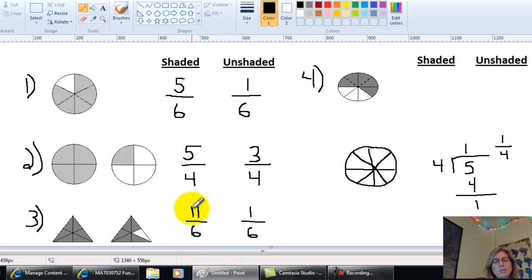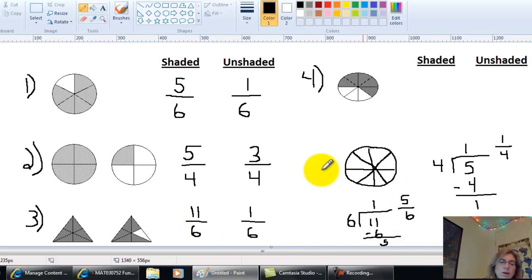Once again, since this number is larger, you're looking at it as 6 divided into 11. It can only go one time with 5 pieces left over. 11 minus 6, just like this is 5 minus 4. 1 and 5/6. So that 11/6 represents one whole plus the 5 pieces.